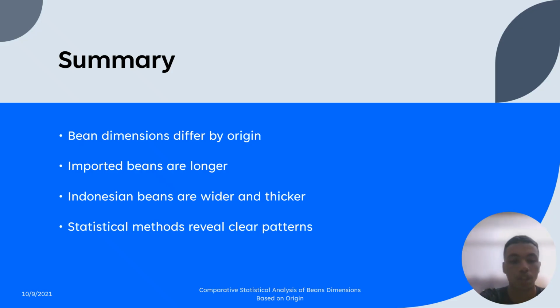So in conclusion, imported beans are generally longer, while Indonesian beans are wider and thicker. Statistical analysis shows that bean dimensions vary systematically based on origin and are strongly related to each other. This study successfully applied descriptive statistics, regression analysis, and multivariable exploratory data analysis to real observed data.